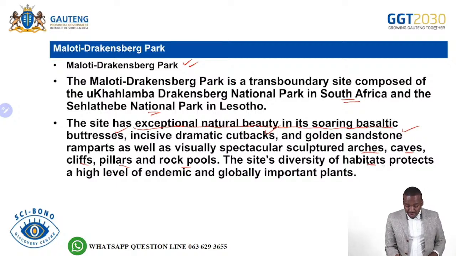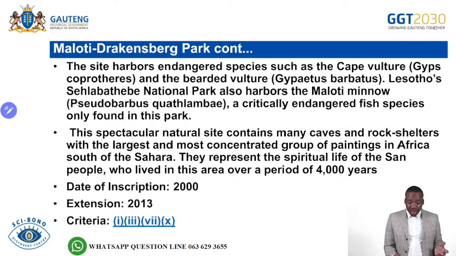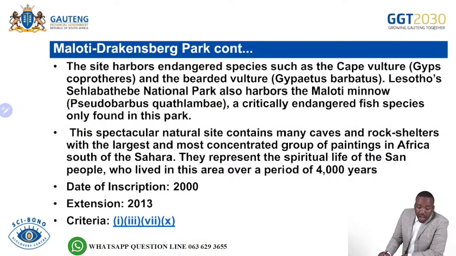Right. The site's diversity of habitats protects a high level of endemic, globally important plants. So you can see some of the geographical features such as the sandstones, the caves, the cliffs, and so on, but there is also a group of plants that you can discover there. The site harbors endangered species, right? Remember when we said endangered species in grade 10, we said these are the species that are about to run out. So if you do not look after them, then you might not have them.